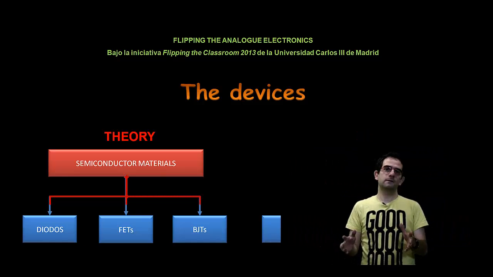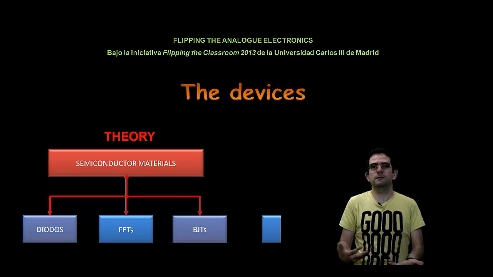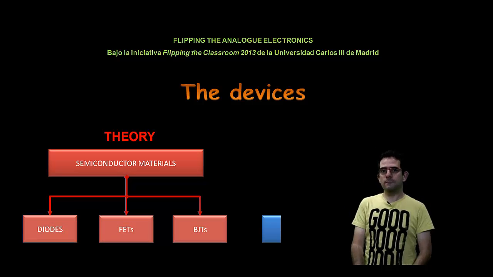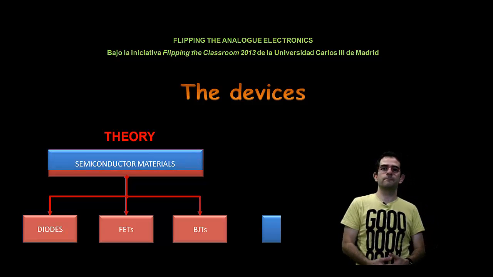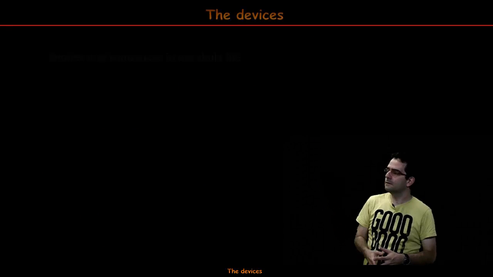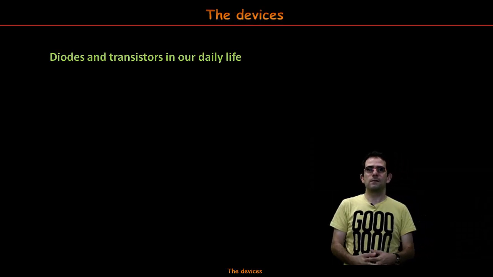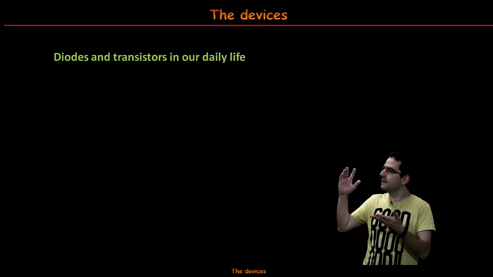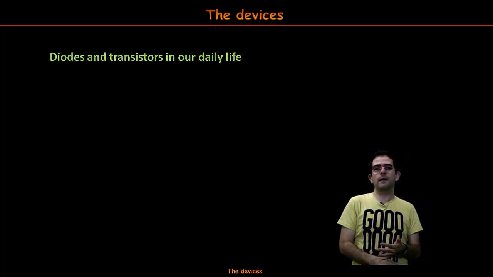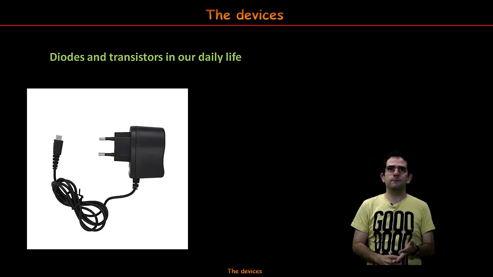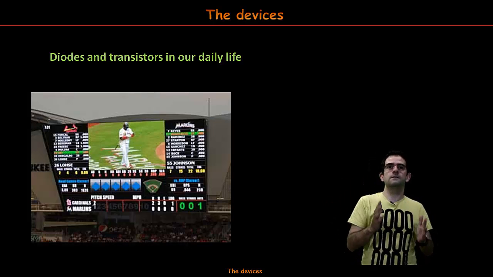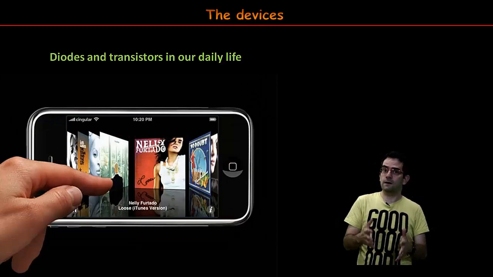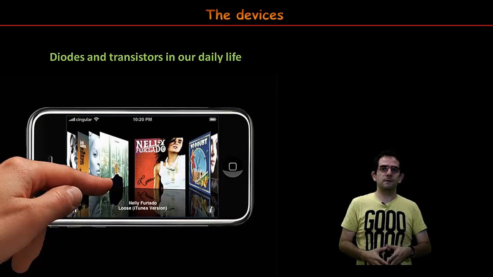If you are watching this video, it's because you know something about semiconductor materials. Now, it's time for numbering the devices that are made from them. Let's take a look again at our surroundings. There are diodes and transistors everywhere. Diodes in every electronic instrument, in every mobile phone battery charger, in every display, both at home and in stadiums, in the mobile phone displays, and indeed they are organic ones, even in laser pointers.